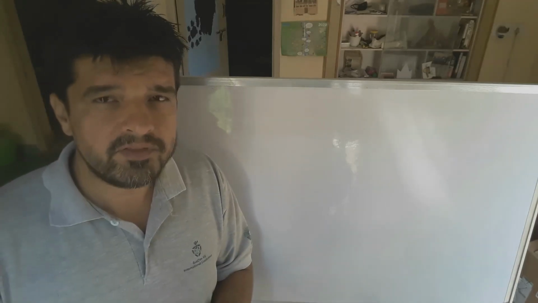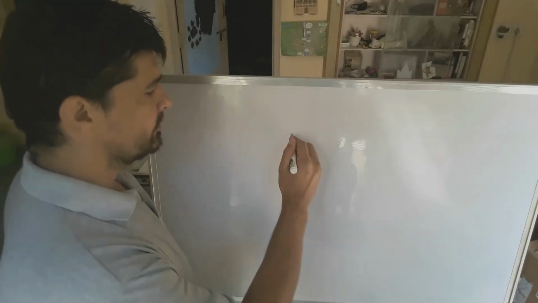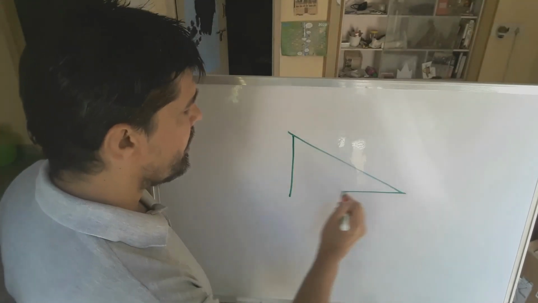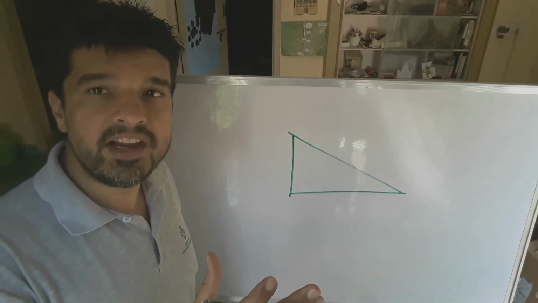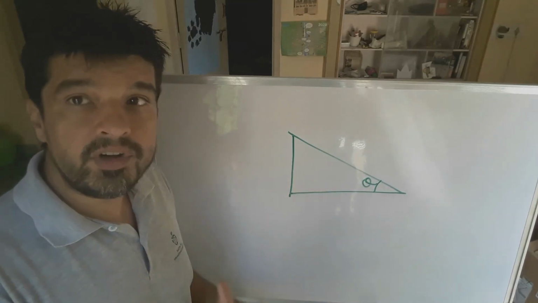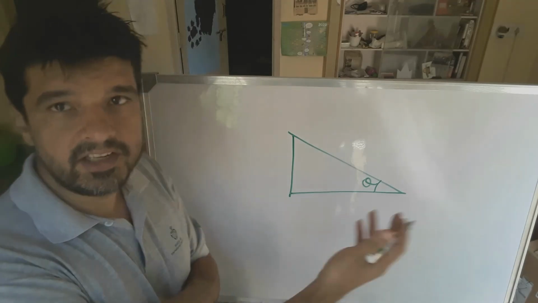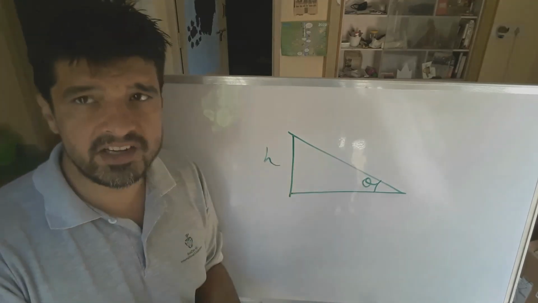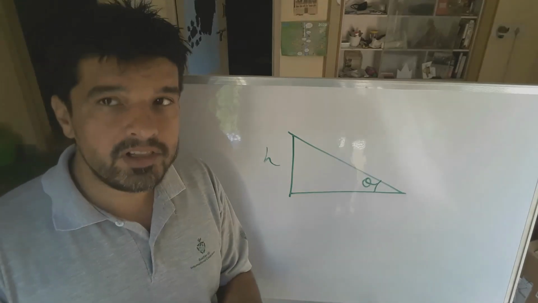Now, what is a theodolite, friends? As you would know, in any trigonometric problem, we need at least one angle and one side of a right angle triangle in order to determine all the other angles and all the other sides. If you have one angle, let's say theta in this case, and you have any one side, let's say the height or the base or the hypotenuse, you can get all the other sides.